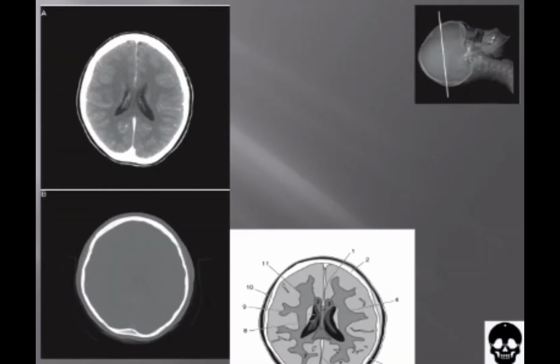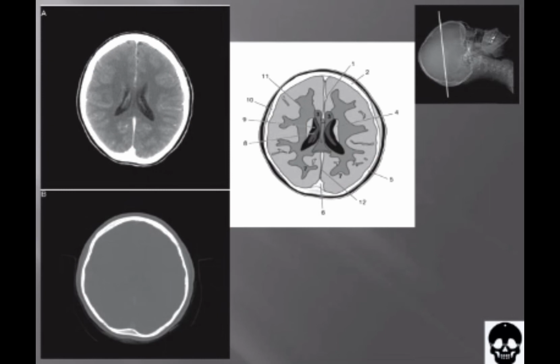Each cross-sectional image is accompanied by a drawing in shades of gray to help identify the structures. This is the sixth image. Anatomy. Number 1 is the falx cerebri. Number 2 is the frontal bone. Number 3 is the corpus callosum.